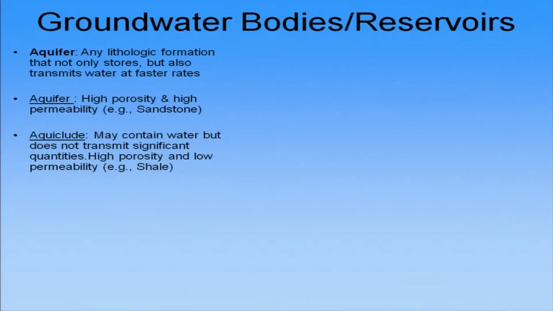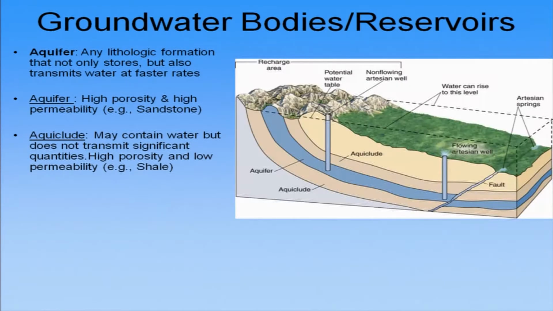Then coming to the next one, aquiclude. It may contain water but does not transmit a significant quantity. It is highly porous with low permeability. An example is shale, what I was talking about.